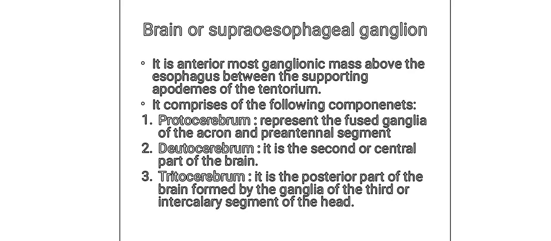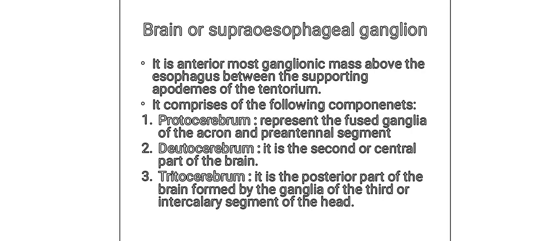Further, these structures are formed of ganglionic masses that are present above the esophagus. Supraoccipital ganglion is what is being discussed. These are present above the esophagus, and they are supported by the apodemes of the tentorium.